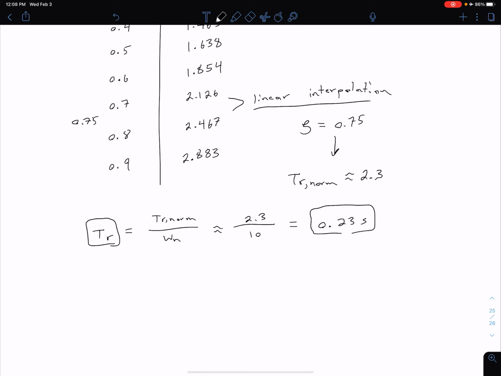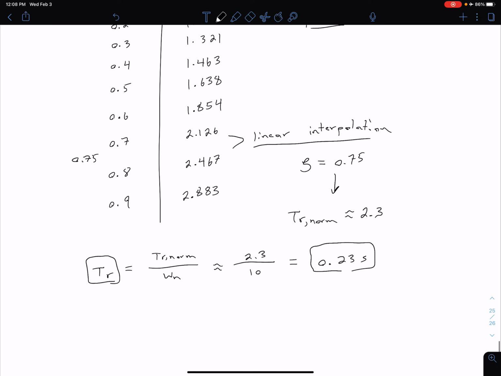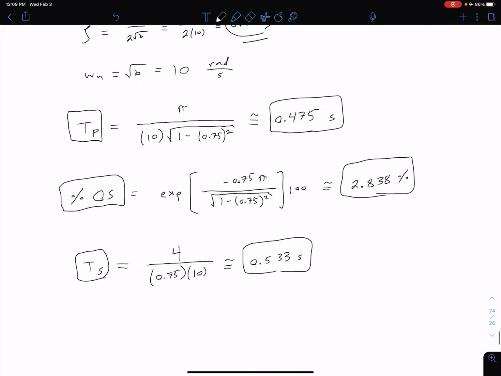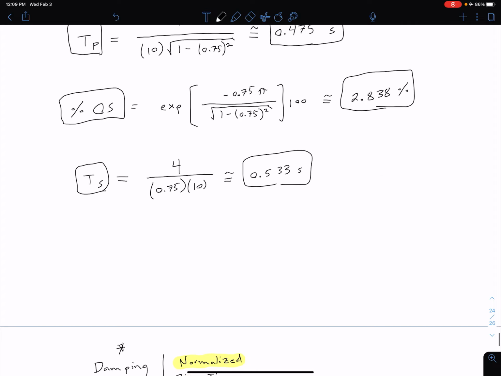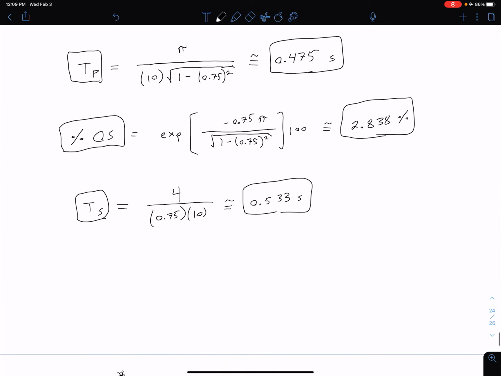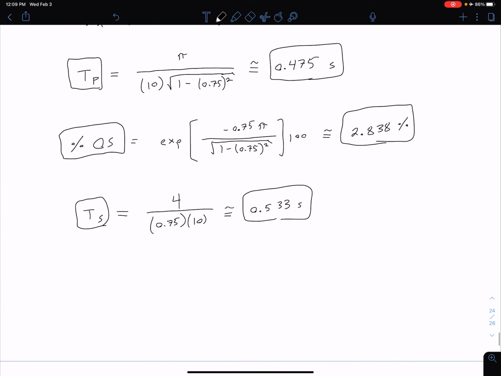Now we can do a sanity check with some of these numbers, knowing the relationships between the various things. Of course, our rise time should come before our peak, so it should be less than our peak time, and we see that's the case. Our peak time is 0.475, our rise time is 0.23, and then of course our settling time should be longer than both of those, and we see that it is at 0.533 seconds.